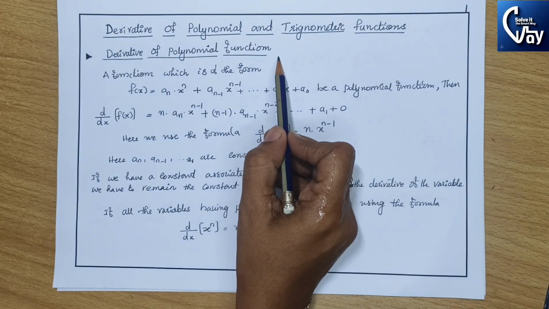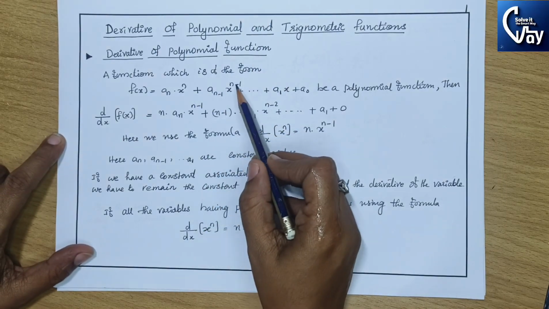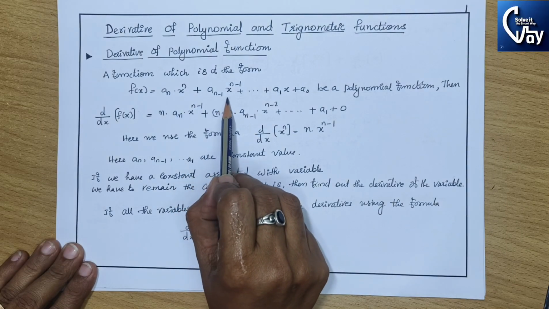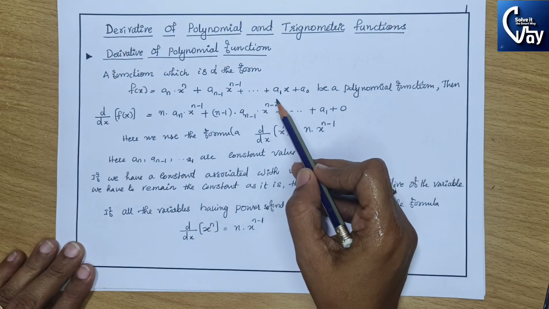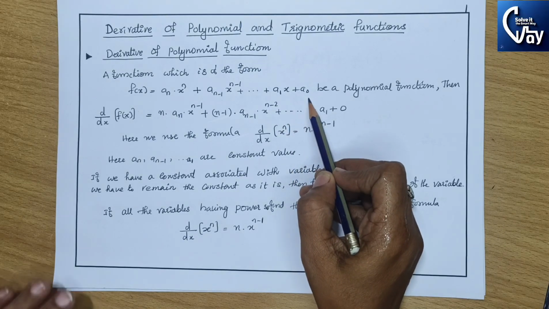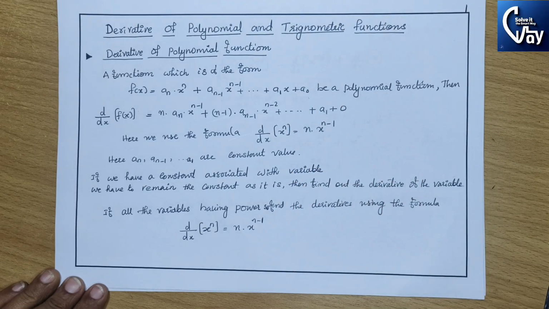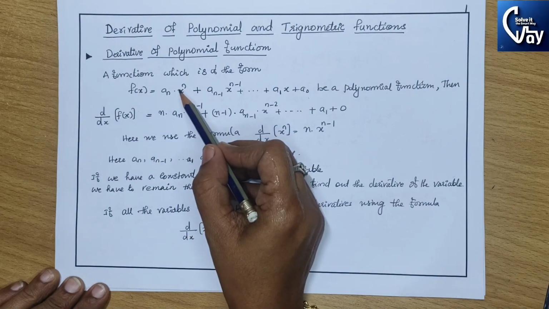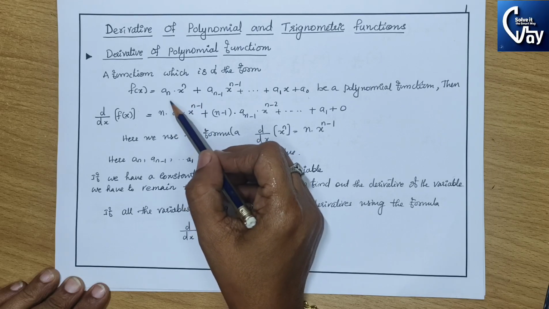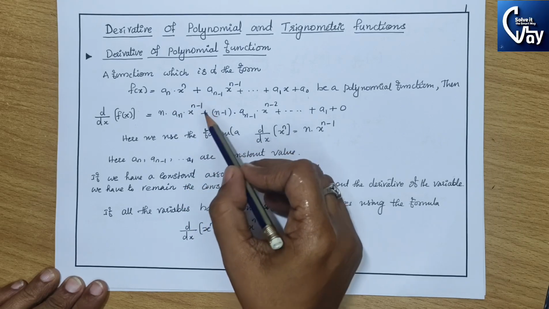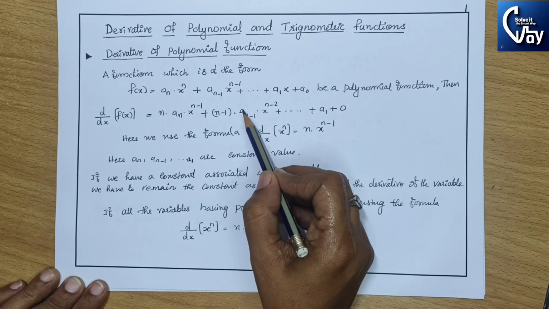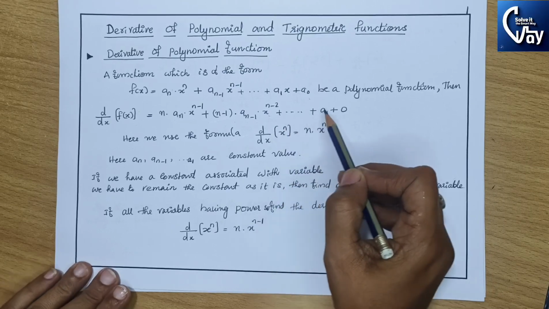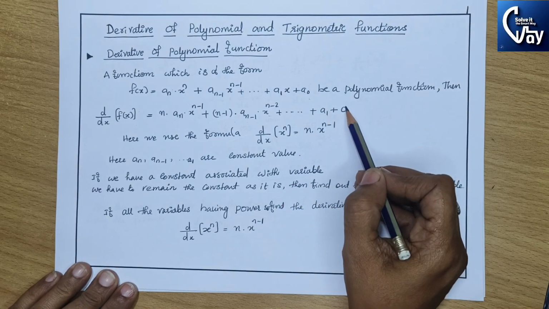Derivative of polynomial function. A function of the form f of x equals an x raised to n plus an minus 1 x raised to n minus 1 plus etc. plus a1 x plus a0 is a polynomial function. Then d by dx of f of x equals n into an into x raised to n minus 1 plus n minus 1 into an minus 1 into x raised to n minus 2 plus etc. plus a1 plus 0.